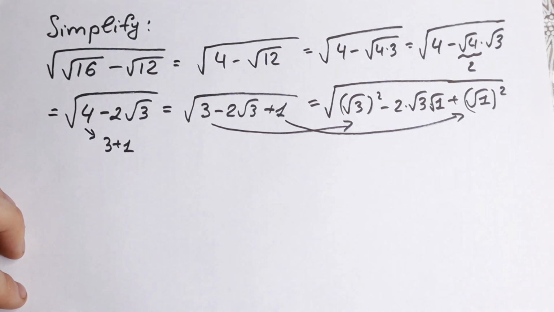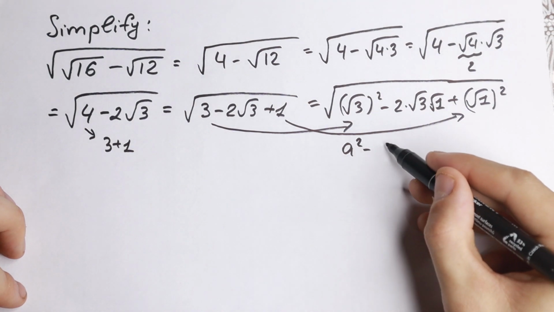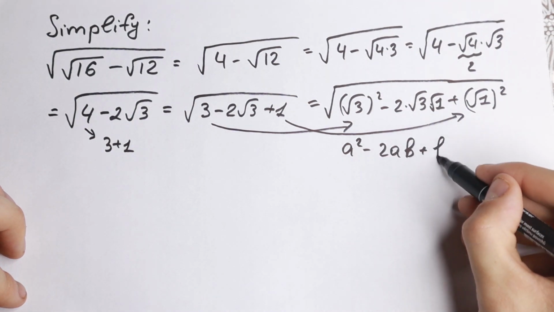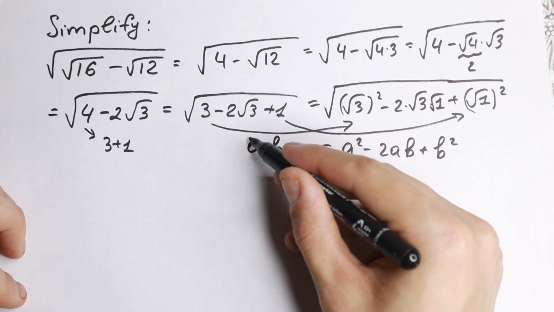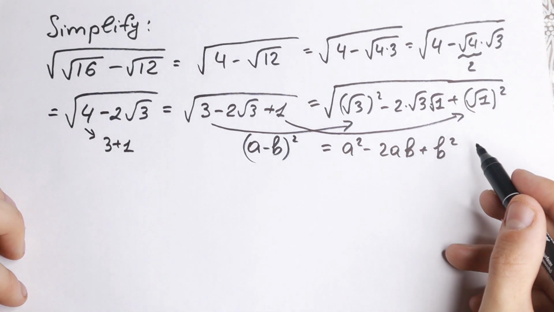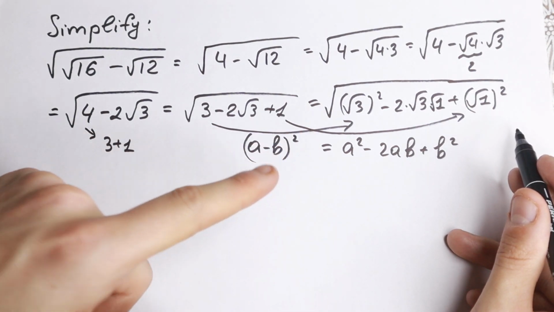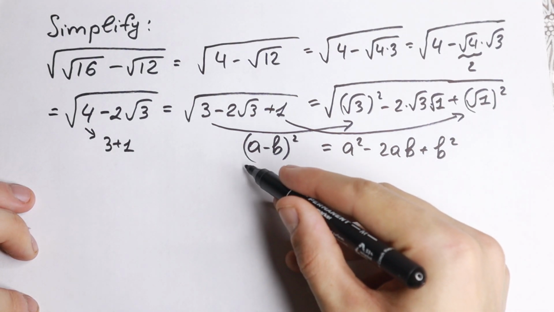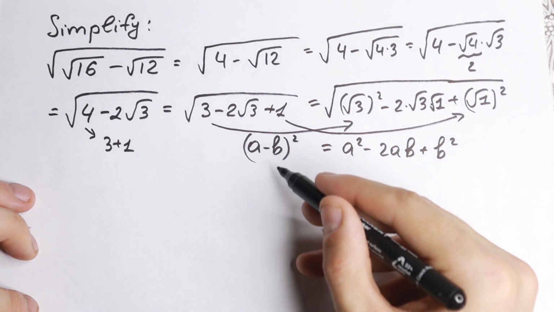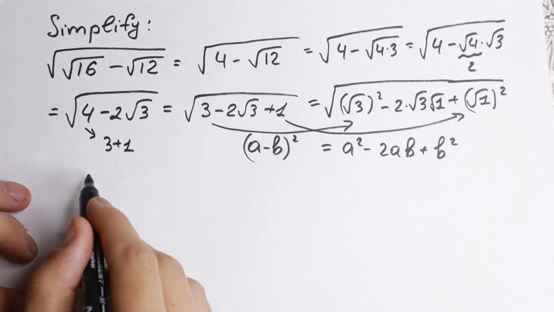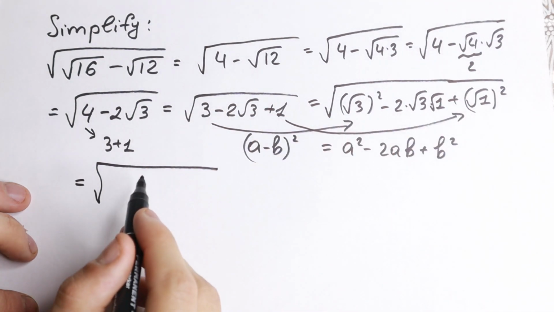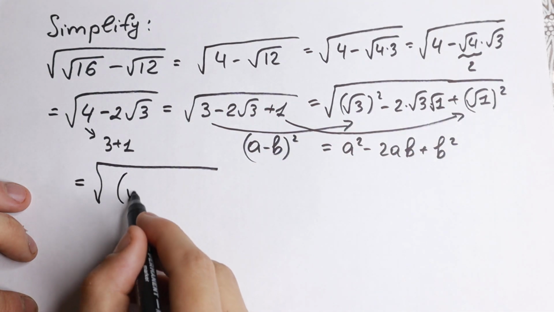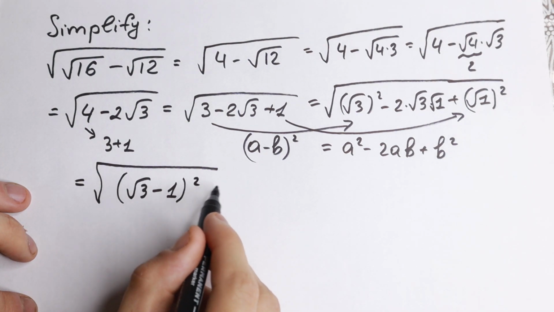But if you know a little bit about identities, but what identity? We will have a square minus 2ab and plus b square. So if you know this identity, and if you know that this identity will be equal to a minus b square, this is great. So as you can see, after this step, you can completely solve this problem because you can write all expression under this square root sign as a minus b square. So how can we write it? As square root of a minus b square, a square root of 3, b square root of 1, so equal to 1. So we can write it as square root of 3 minus 1 square.